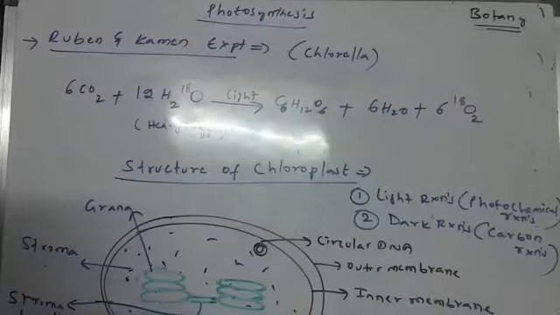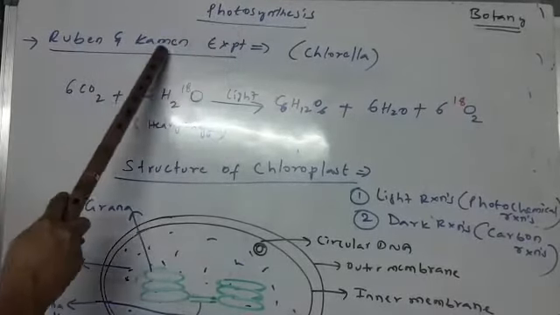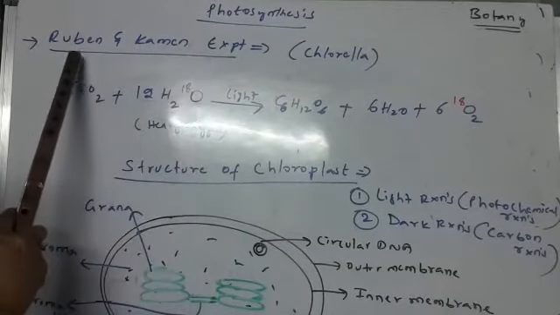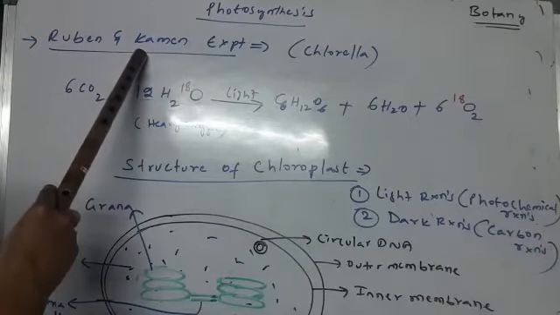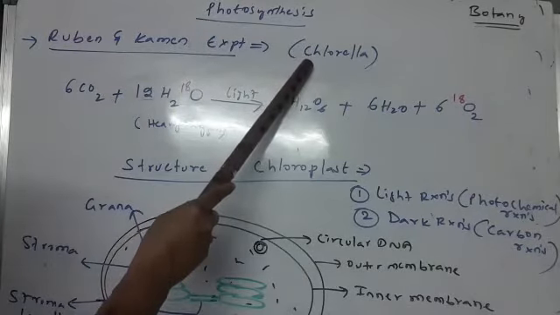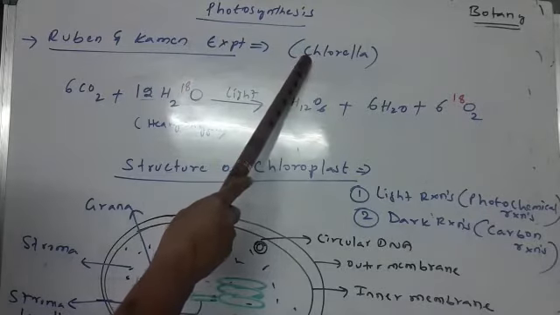The next experiment concerned with photosynthesis is the Rubin and Kamen experiment. Rubin and Kamen are the scientists. They did experiments in the organism Chlorella. Chlorella is a unicellular, non-motile alga.